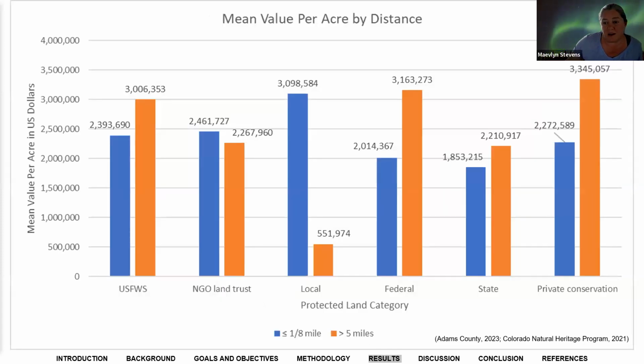So here's that same kind of chart analysis for Denver County. You can see there's a lot more variation. Again, local is a very strong correlation with a very significant drop in value as you move away from the protected land. Like I showed you with the land cover map, it's a very heavily developed county with a lot of small parcels and very high property values.